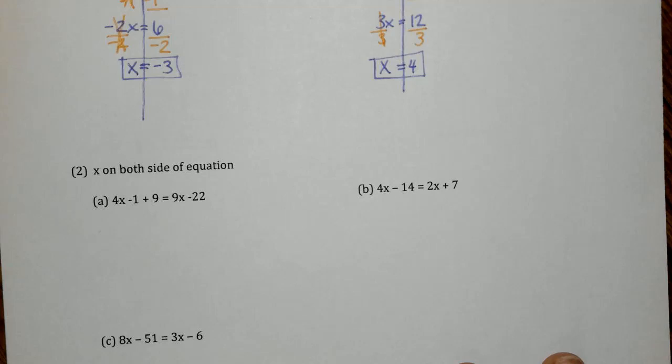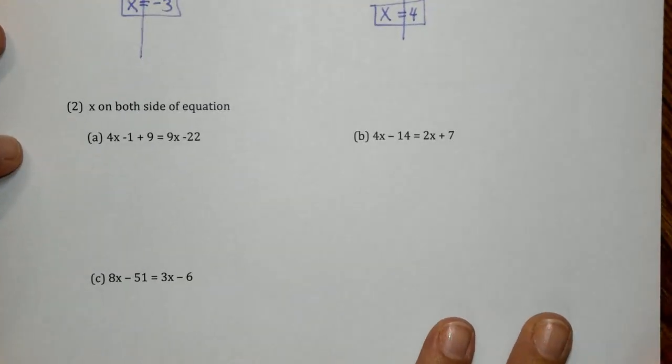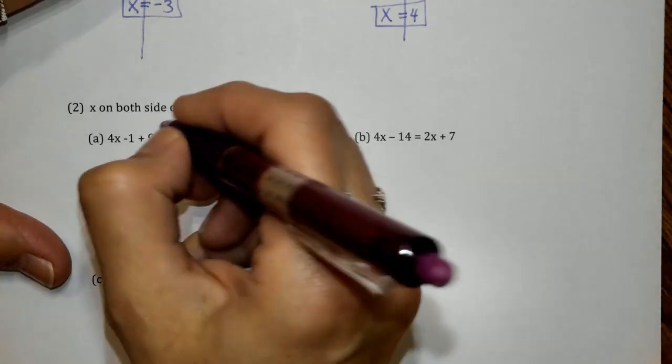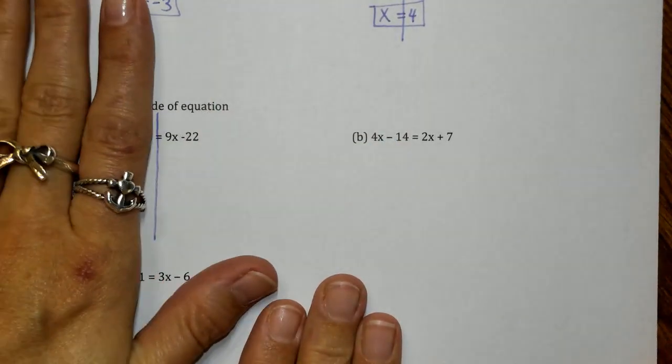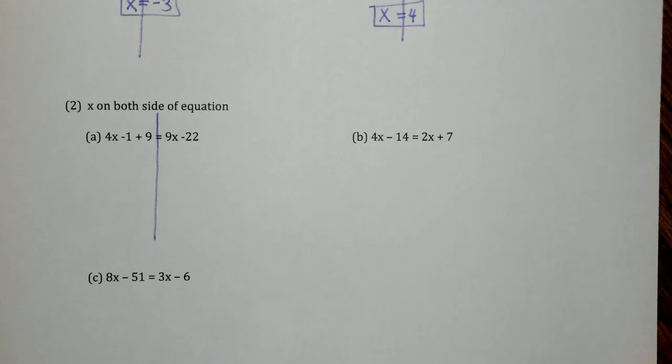Now we're going to wind up with x on both sides. This next problem, the first thing we need to see when we draw this line down the equal sign, look on the left, look on the right. The first thing we look at is distribution. We don't have any. The next thing, we need to combine our like terms. It is best to get that done next.